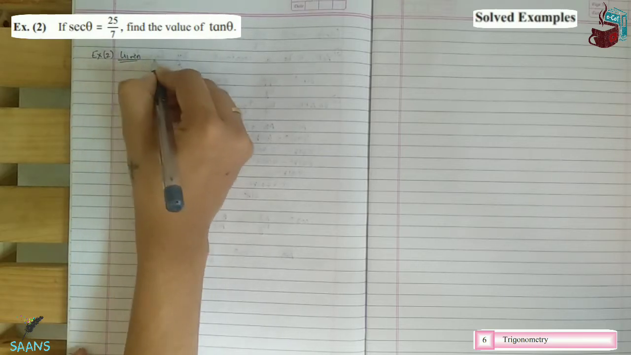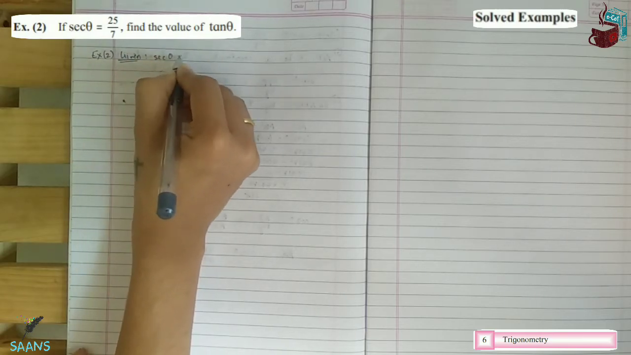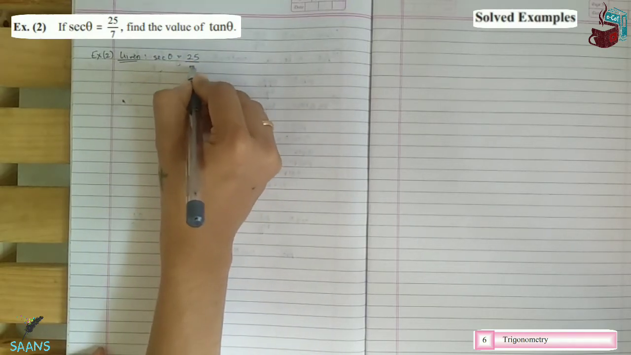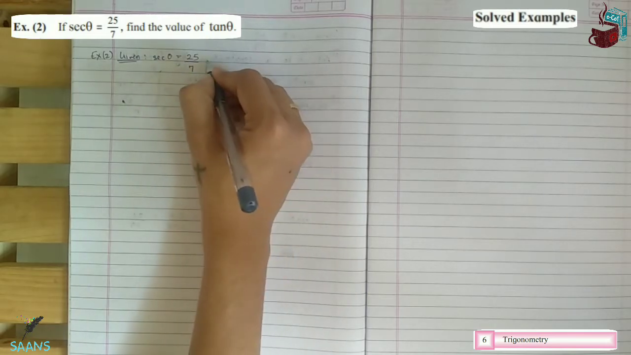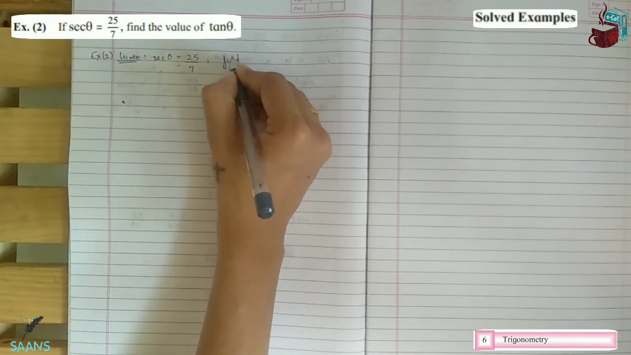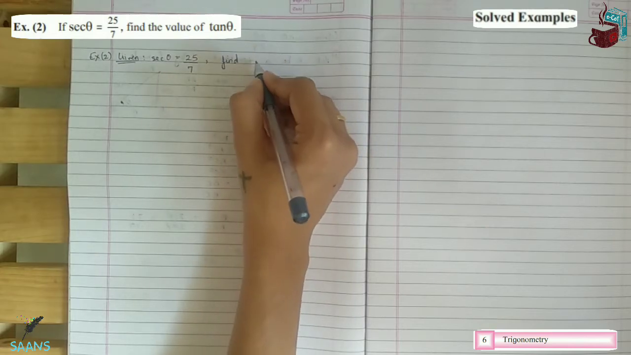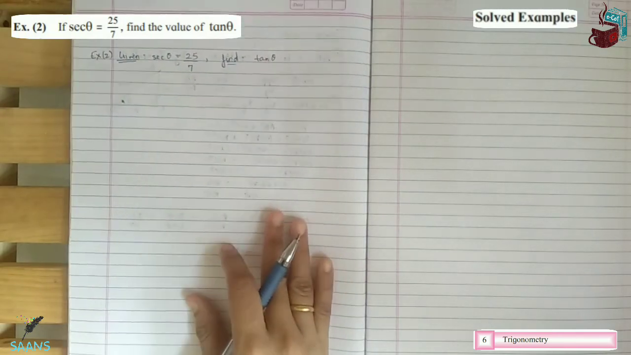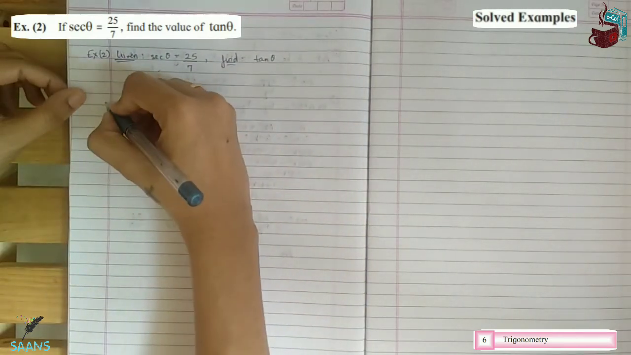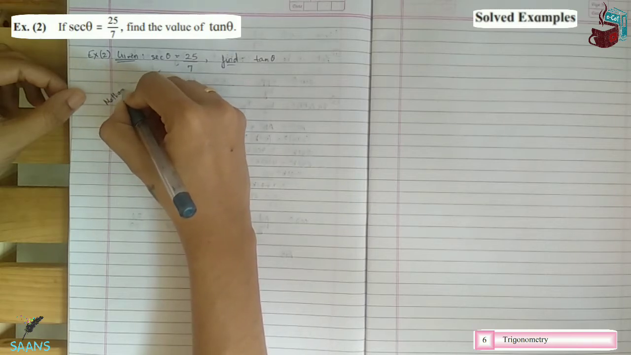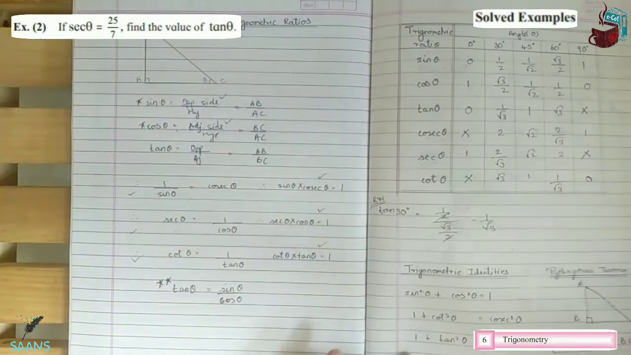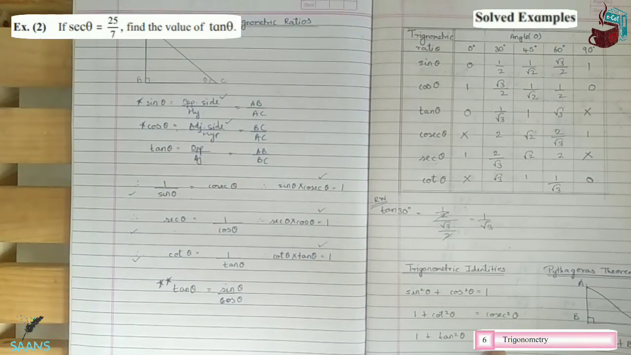Given sec theta is equal to 25 upon 7, and I'll do both the methods for this one also. Find, what do we have to find? Tan theta. See, this is a direct sum, means here we are using the identity directly. So, method 1, okay? So, identity is 1 plus tan square theta is equal to sec square theta.